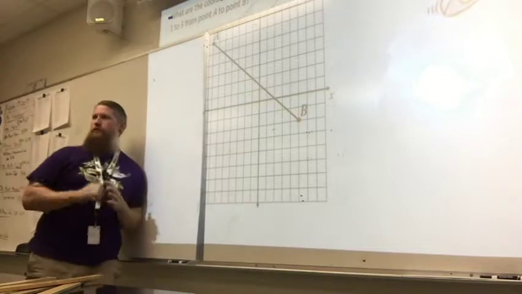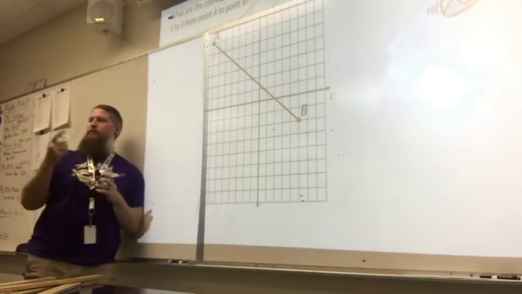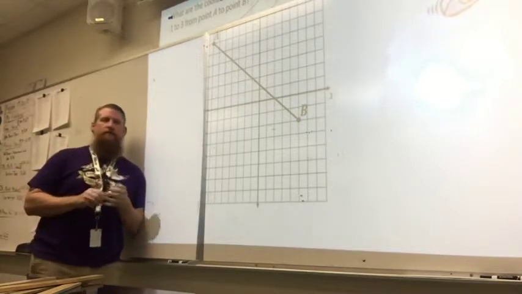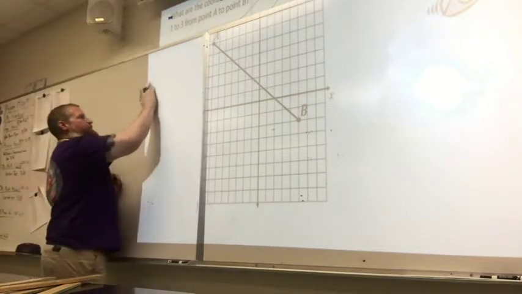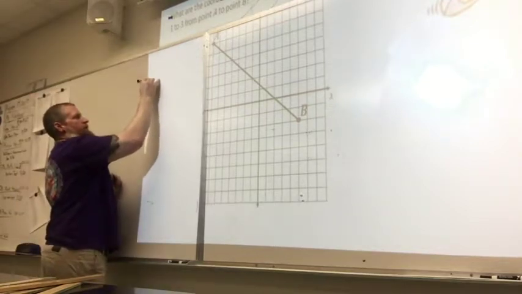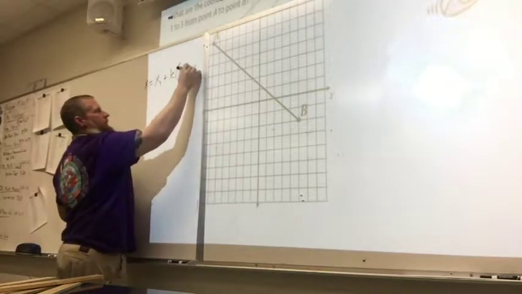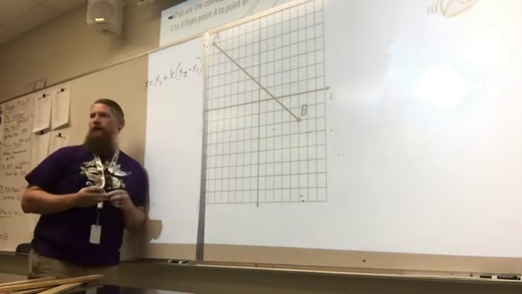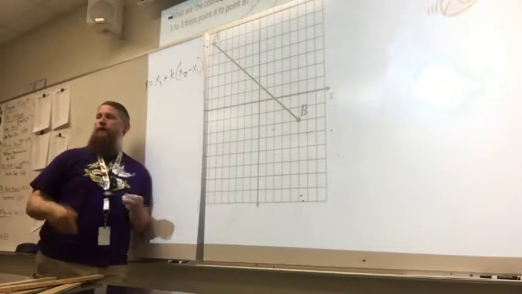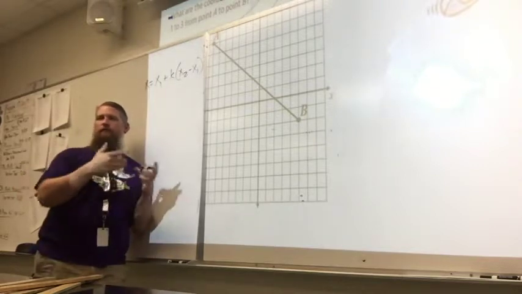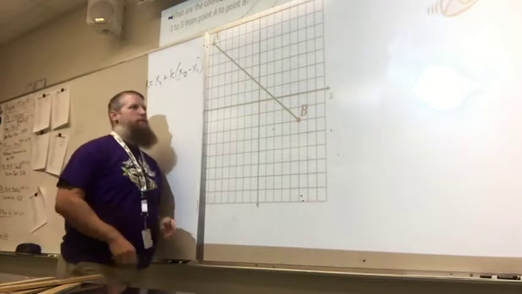There are two ways you can go about this. The first one was the formula that you had yesterday. It was like the x was x1 plus k for the x coordinate, and then you repeat it again for the y. Doing it that way, you just have to have the right k value. Even for the other way, you still have to have the right k value.